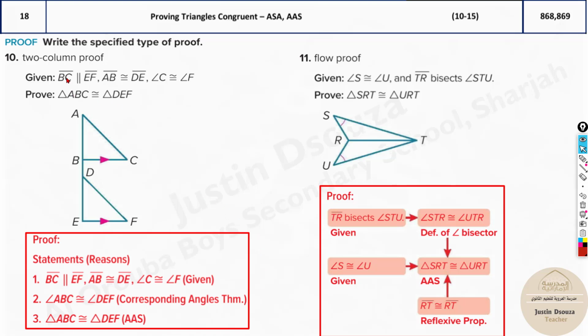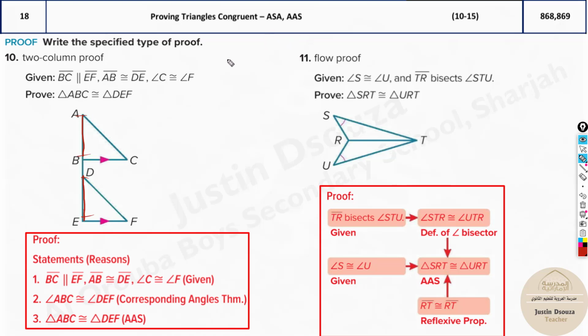Now here, let's see. BC is parallel to EF. Don't think this is equal; this is parallel. If two lines are marked like this, that means they're parallel lines. Now here the congruence is over here. They are congruent, meaning they're equal to each other. What is AB? AB is over here, and DE. They both are congruent. So we have one side.